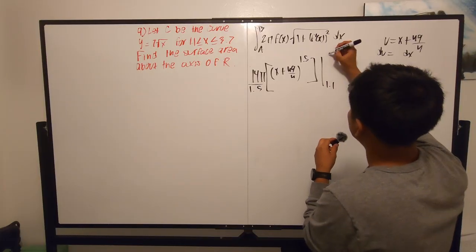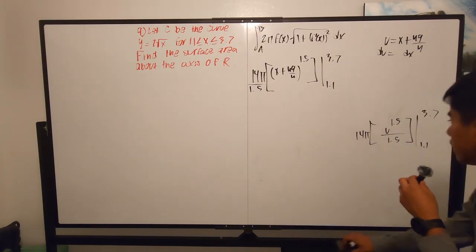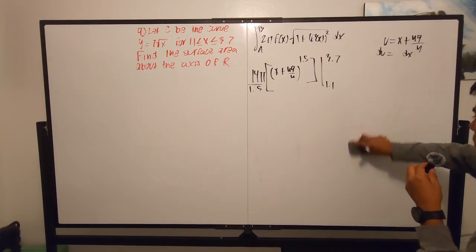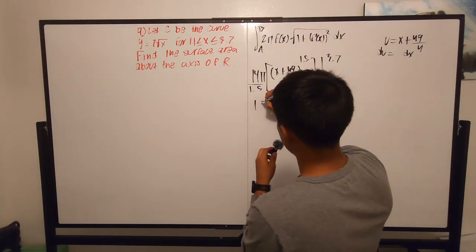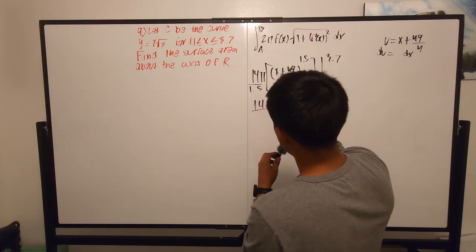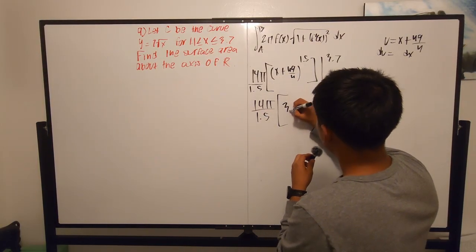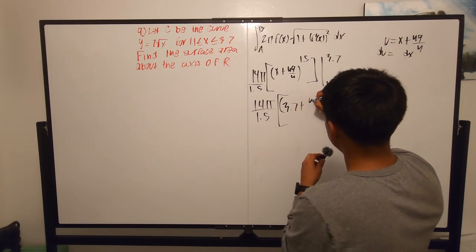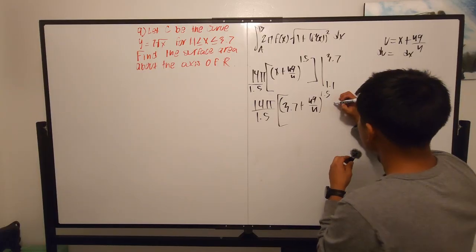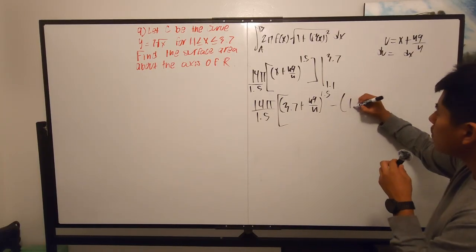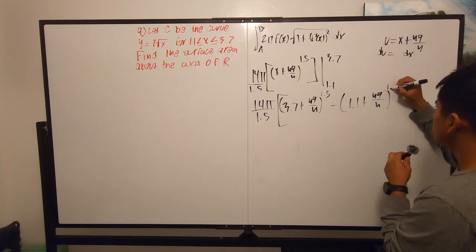Evaluating from 1.1 to 3.7. And now I can start plugging in my values. I'm going to plug them in, but I'm not going to show all the math. So we have 14 pi all over 1.5, and then we have (3.7 + 49/4) to the 1.5 minus (1.1 + 49/4) to the 1.5.